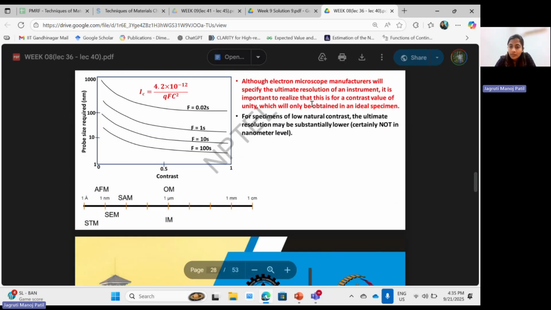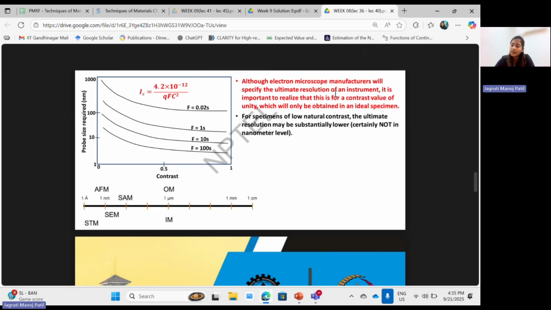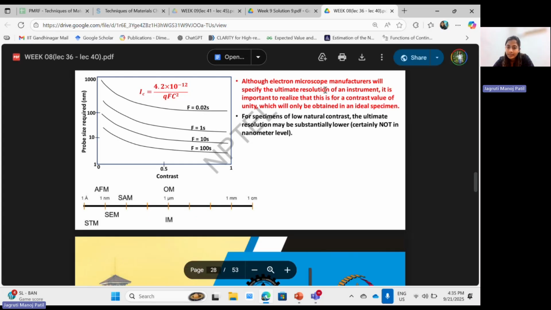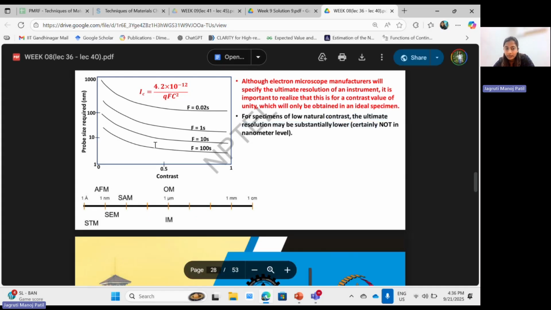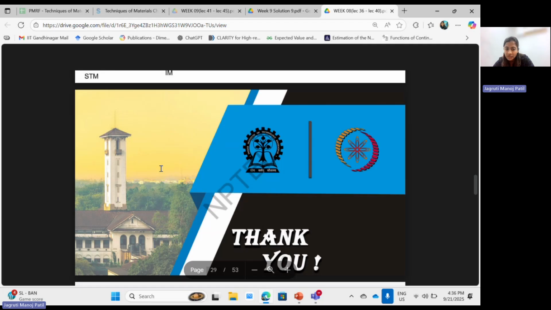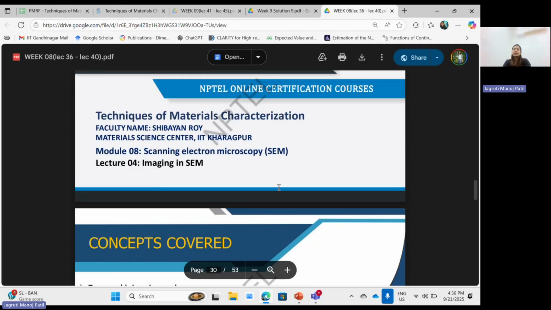Although the microscope manufacturer will specify the ultimate resolution of an instrument, it's important that you also compute it for your ideal sample. If you have a low contrast material, the ultimate resolution will be substantially lower, not in the nanometer scale, but of course it would be lower with respect to the ones that you have time to image. After that, it's just scanning microscopy.